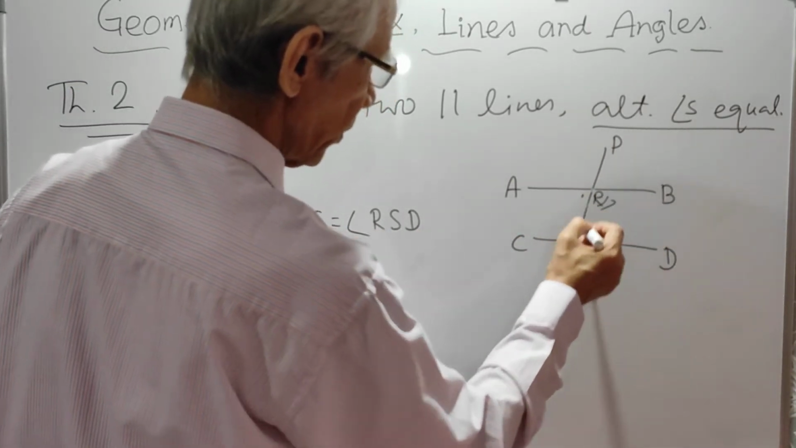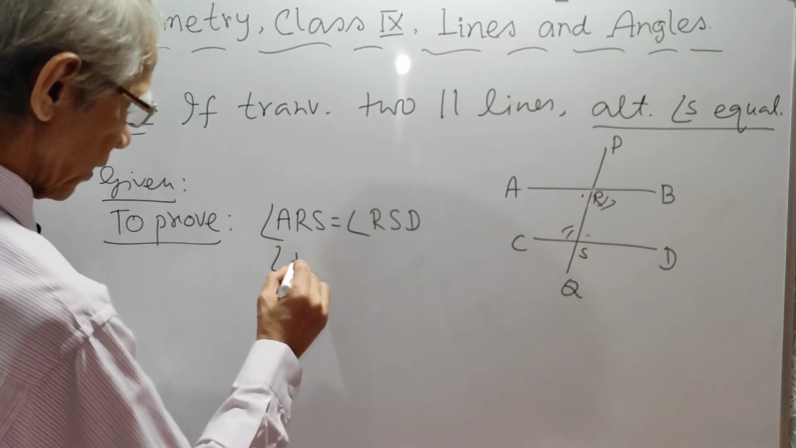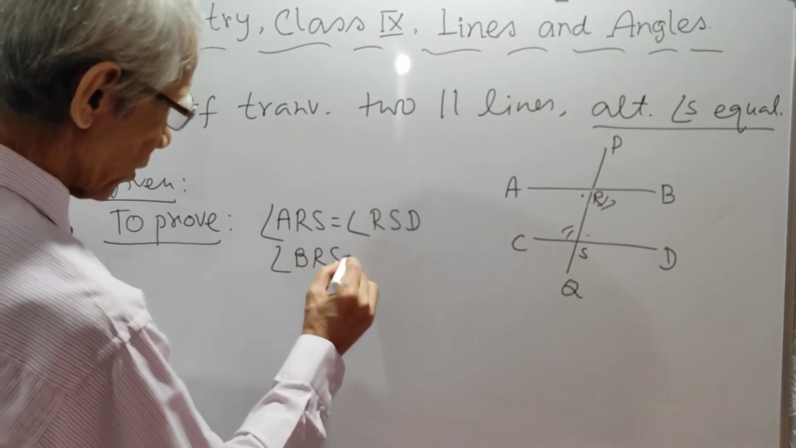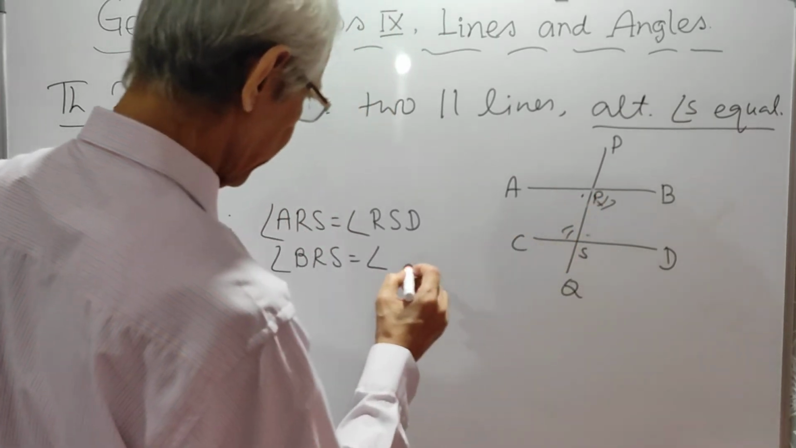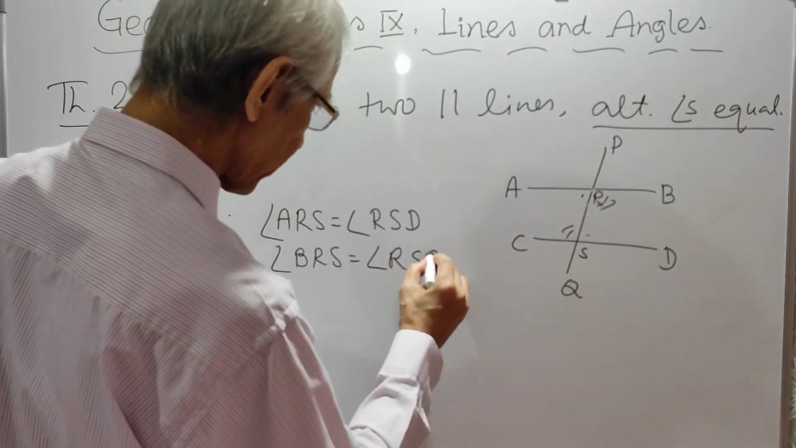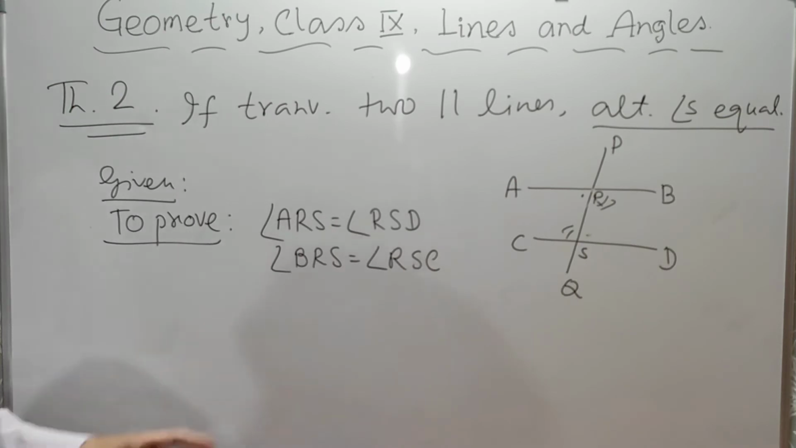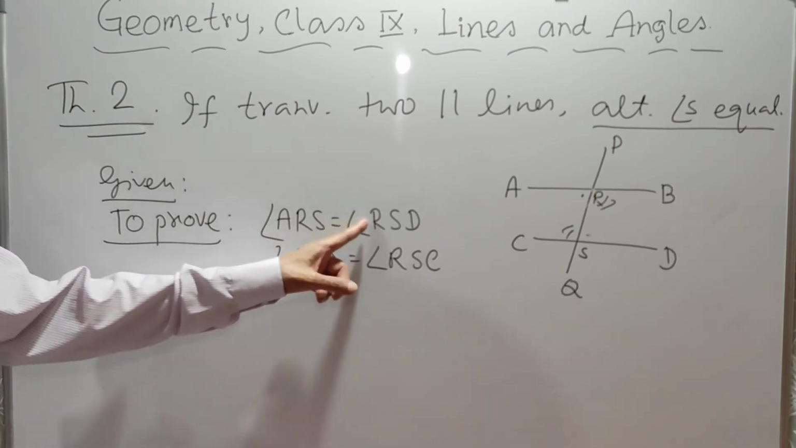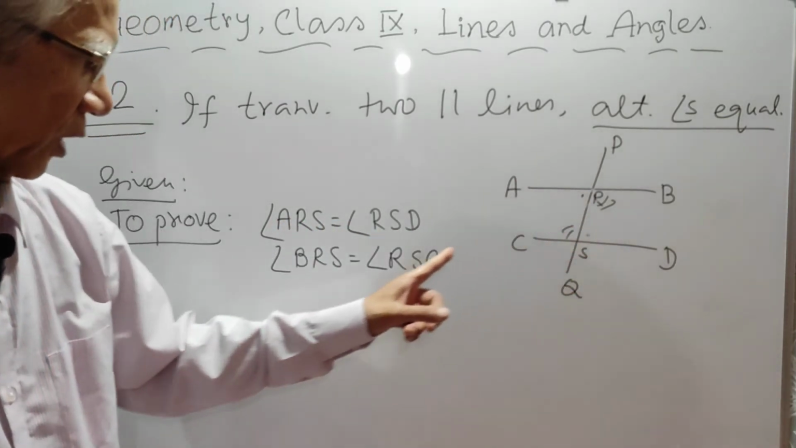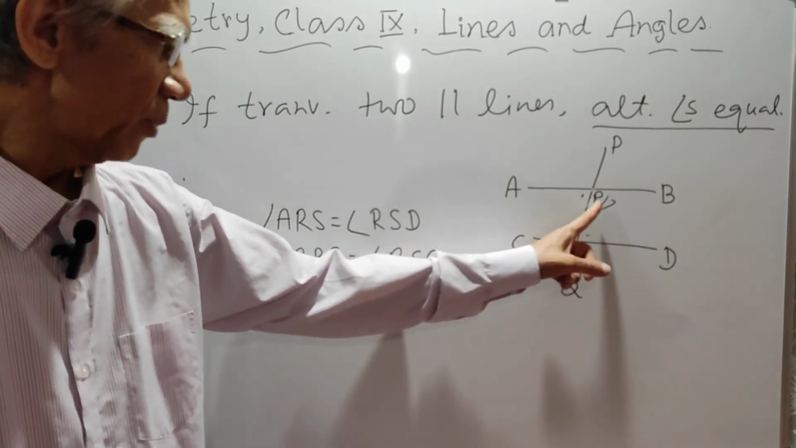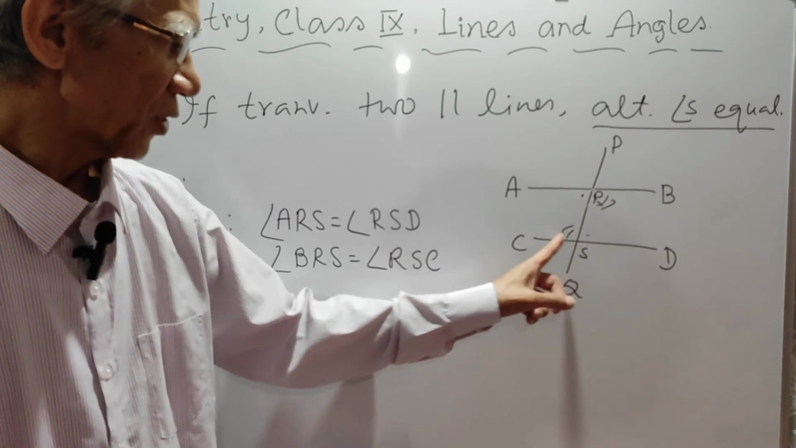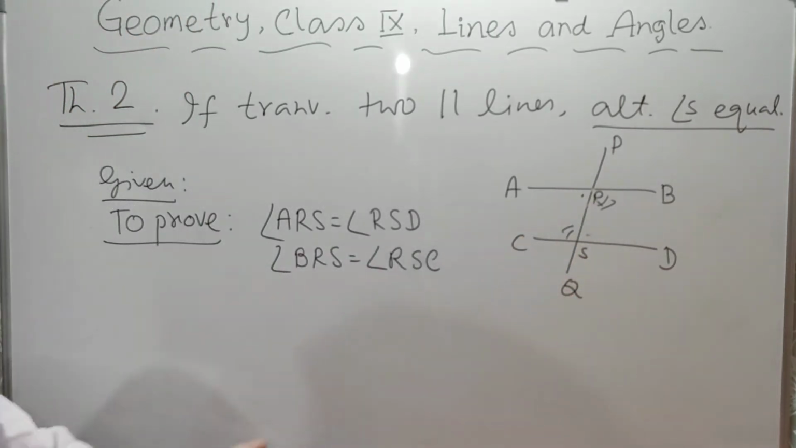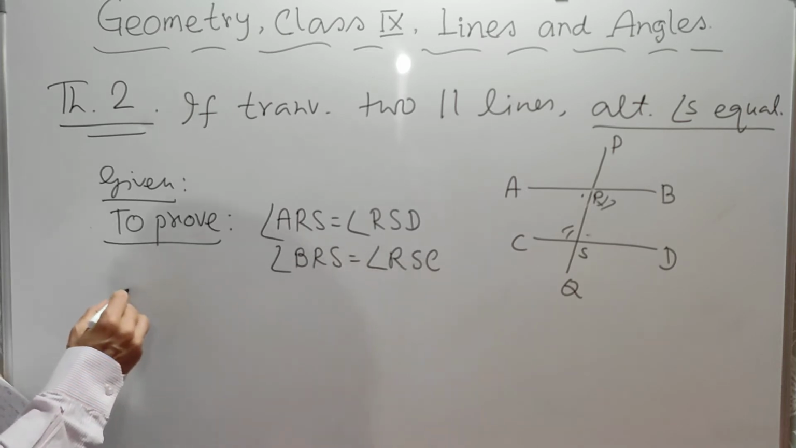That means BRS equal to RSC. So you have to prove these two things: ARS equal to RSD, and BRS equal to RSC. Yes. Okay. So alternate angles are equal, you have to prove. All right. Now the proof part.